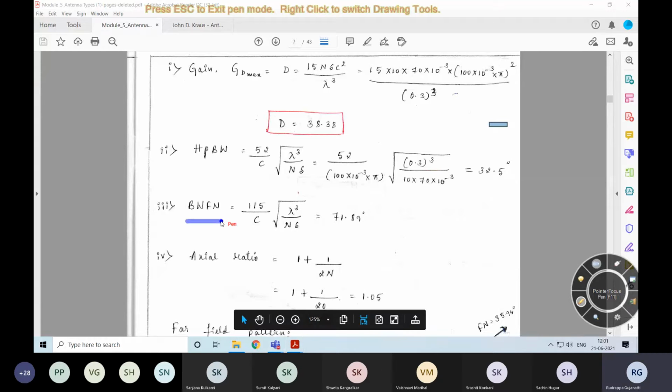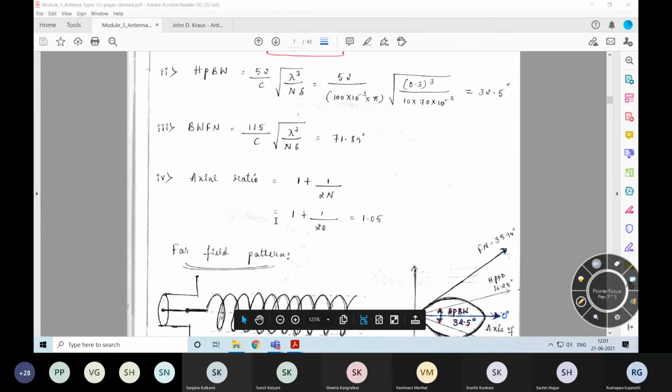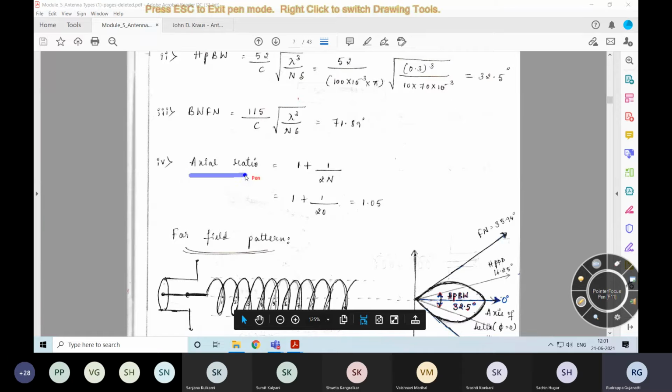So next you look forward for beamwidth between first null. When I substitute the respective values over here, I get beamwidth between first null equal to 71.89 degrees. Again, when you are utilizing the SI units, just check out. If you're getting some other value, it will be in radians. If you get it in radians, you convert that into degrees. So if you obtain the values in radians, see that you make the corrections. So next we have the axial ratio, which is around 1.05.